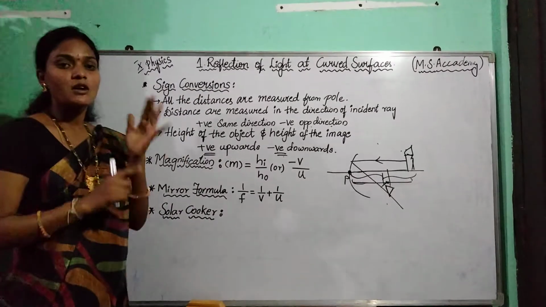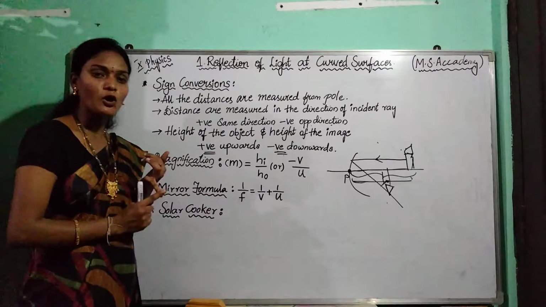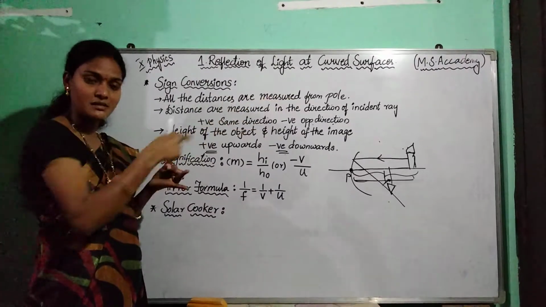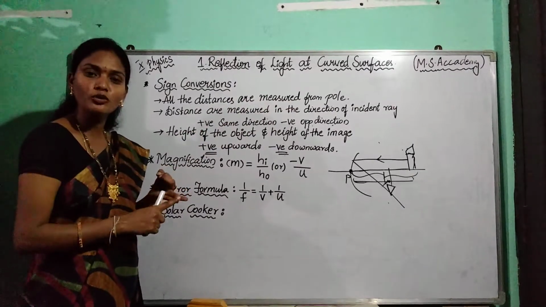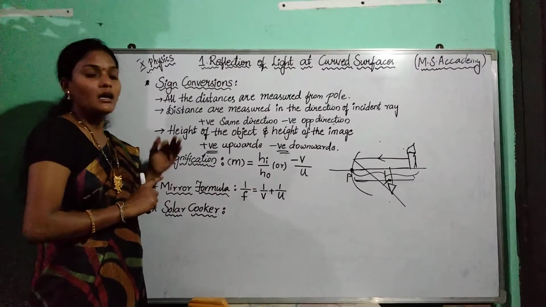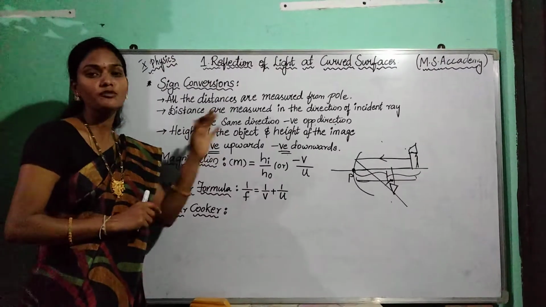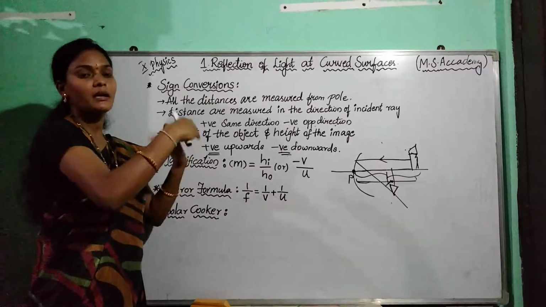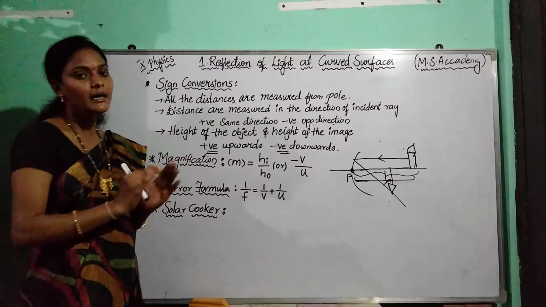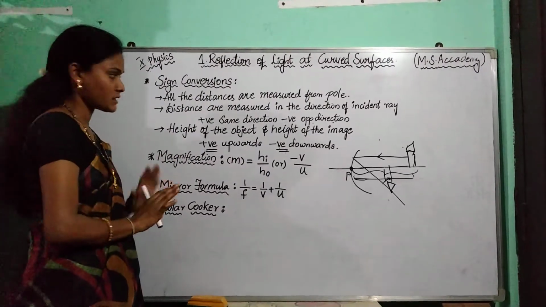What are these? All the distances are measured from the pole. Next one, distances are measured in the direction of an incident ray. Same direction, positive; opposite direction, negative. And how do we consider the height of the object? If it is above the principal axis, positive; if it is below the principal axis, negative. Okay, these are very important sign conventions.